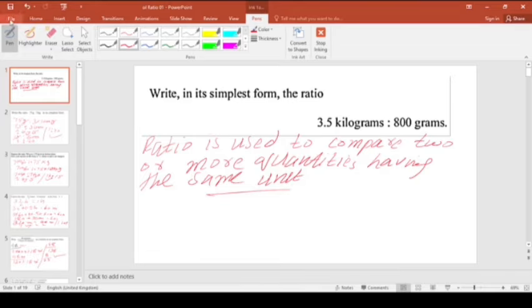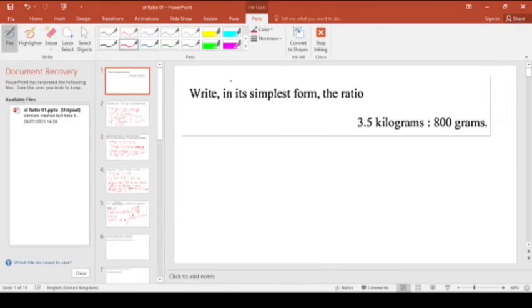Now, the question says, write in its simplest form the ratio 3.5 kilograms to 800 grams. Here kg means kilograms, and the ratio is to 800 grams. To solve this, it is easier to convert both of them into the smaller unit, because the definition of ratio says that they must have the same unit.